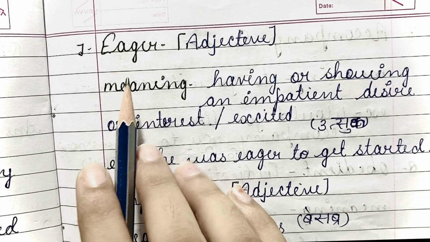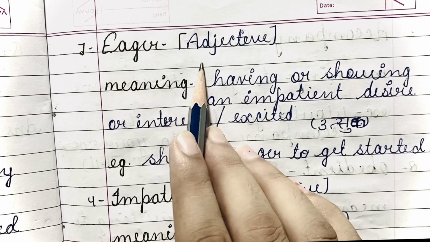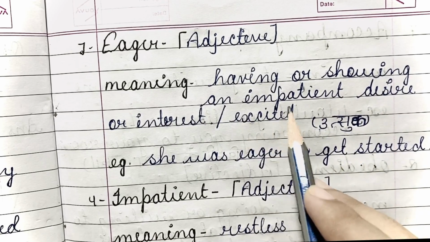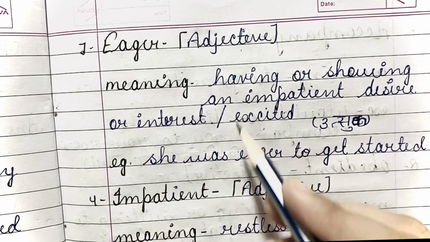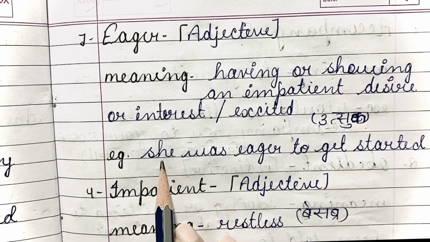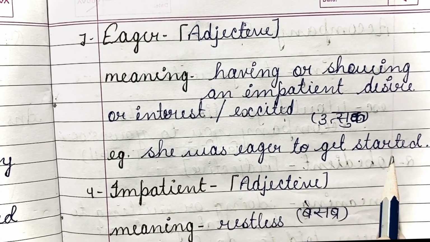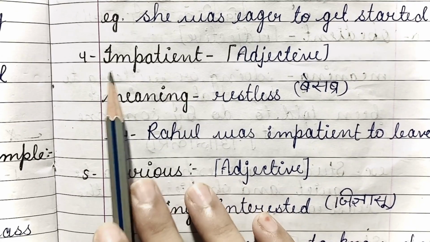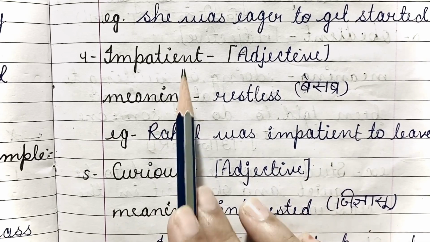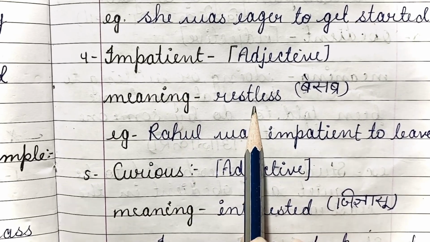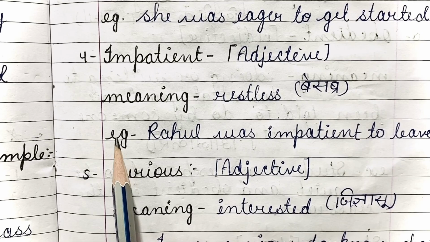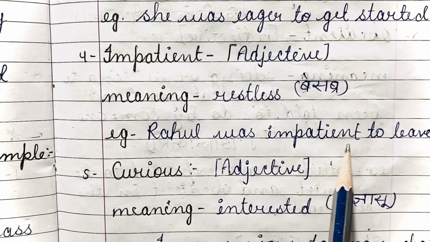Now come to the next word, that is eager. Eager is an adjective and the meaning of eager is having or showing an impatient desire or interest, and you can say excited also, means utsuk. The example for this word is: she was eager to get started. The next word is impatient, and impatient is an adjective. The meaning of impatient is restless, besabr. The example for this word is: Rahul was impatient to leave.